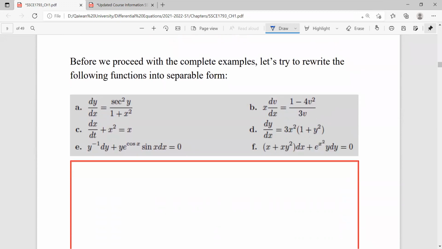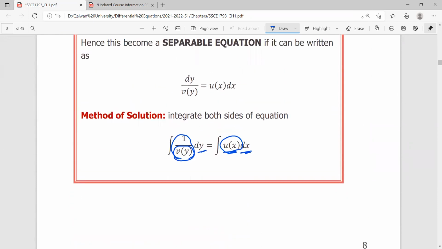Here we have these 6 examples. It's about just separating the variables. It's not about solving them. After separating them, we just take the integration of both sides and we get the result.